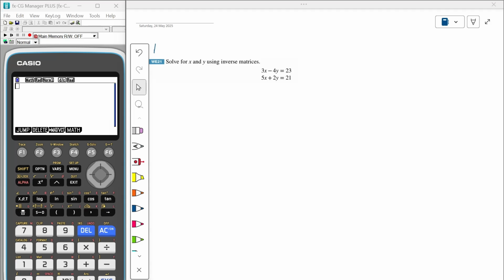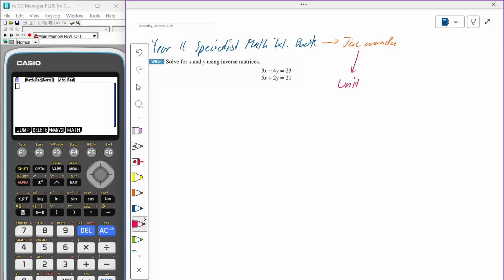So I just thought we'd do some matrices today. This question is from the Year 11 Specialist Math textbook from Jacaranda, and it focuses on matrices, from Unit 1. Awesome, so let's get straight into it.